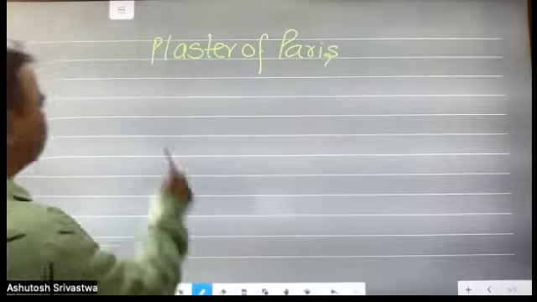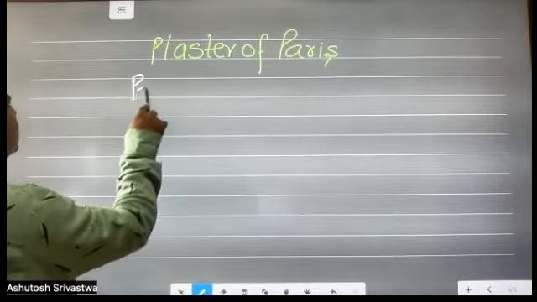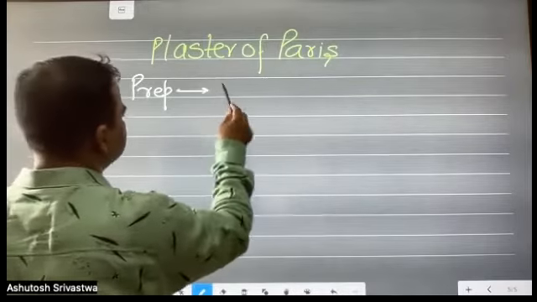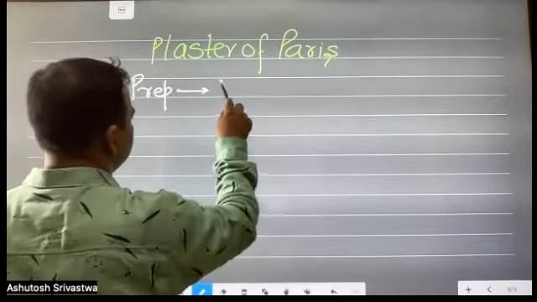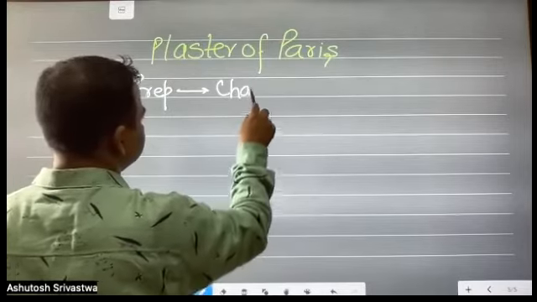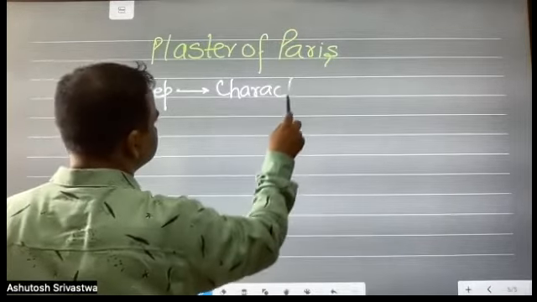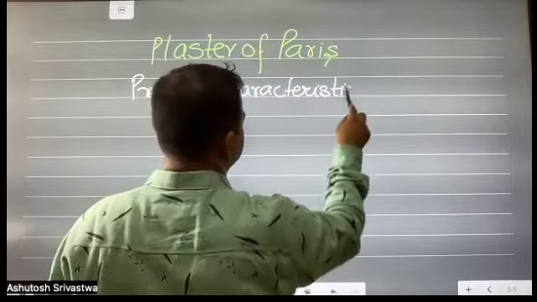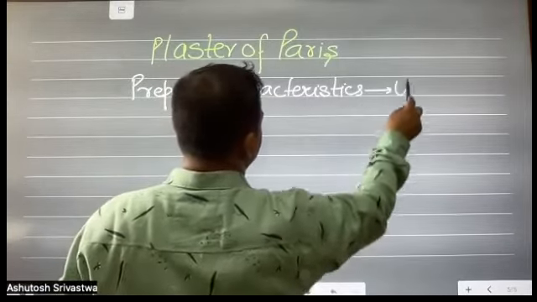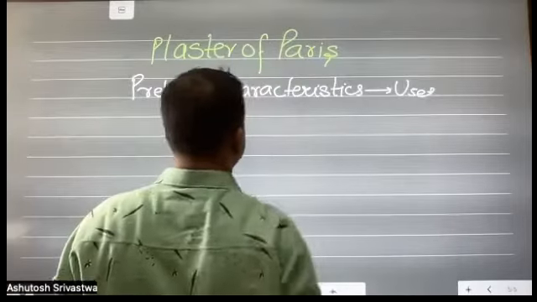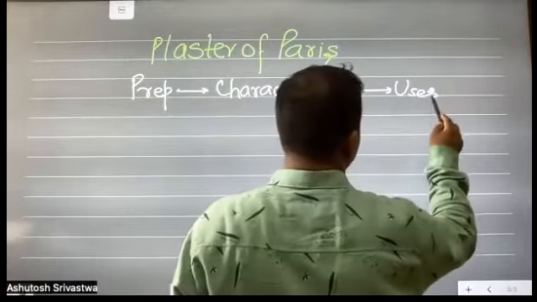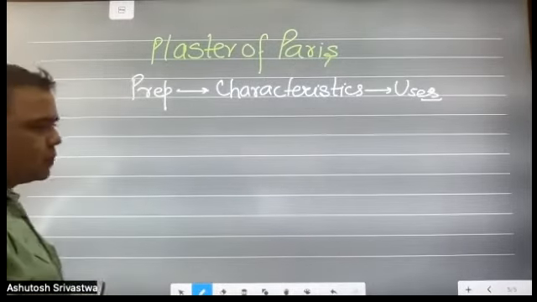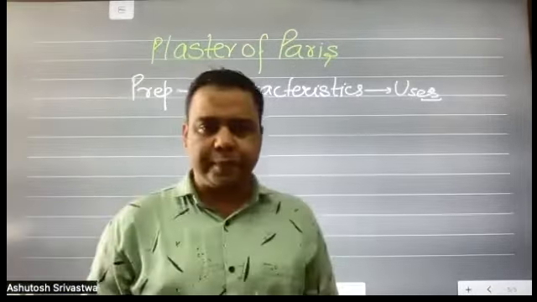Okay, so again, the same thing. We have to understand preparation, then reactions, so characteristics. What are the characteristics? And uses. These three things that we have to do. We'll be completing this. First is the preparation part, then the characteristics part, and finally the uses part.